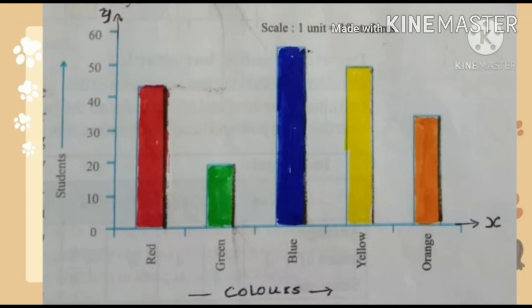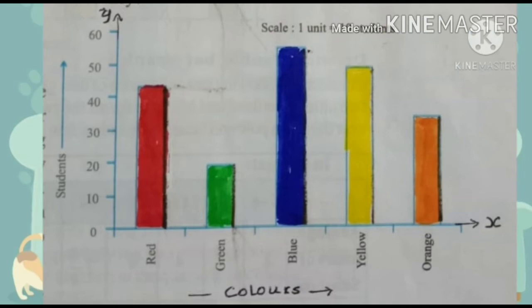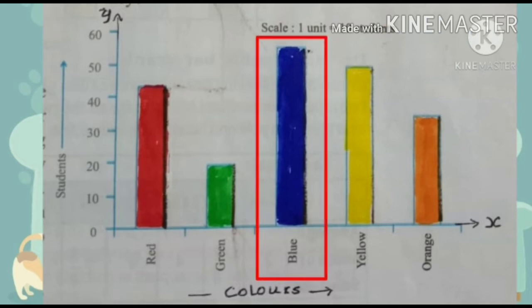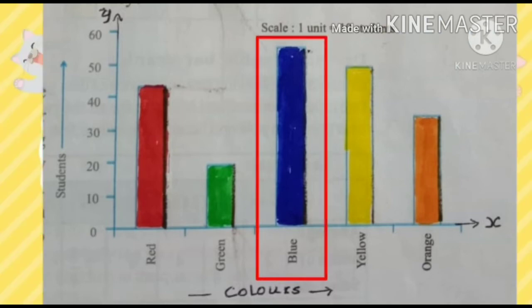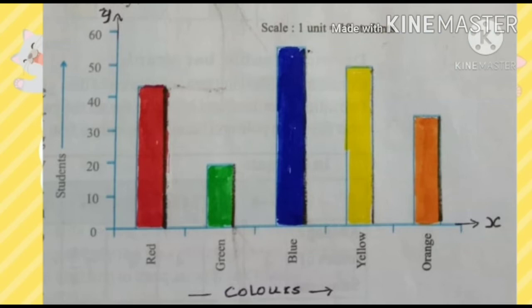Now that the bar graph is made, you have a better sense of the data because now you can visualize it. Now answer the following with the help of the bar graph. Which is the most preferred color and which is the least preferred? The most preferred color is blue because the bar representing blue is the tallest. The least preferred color is green because the bar representing green is the shortest.